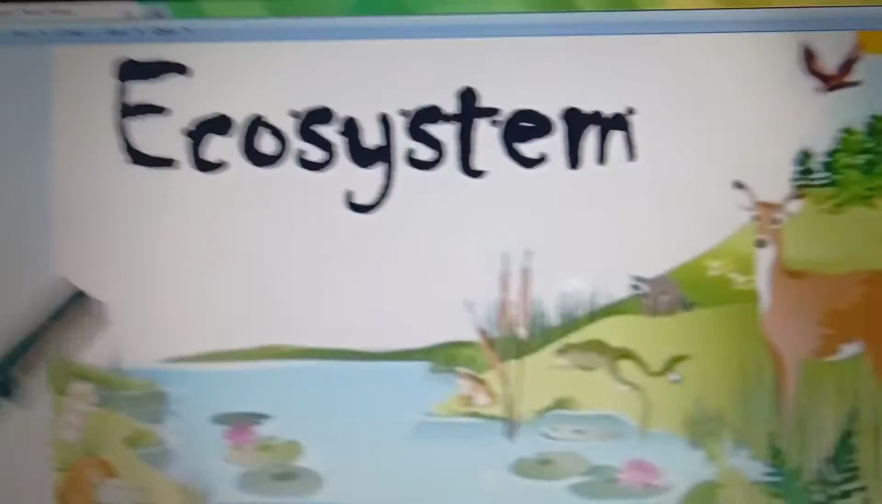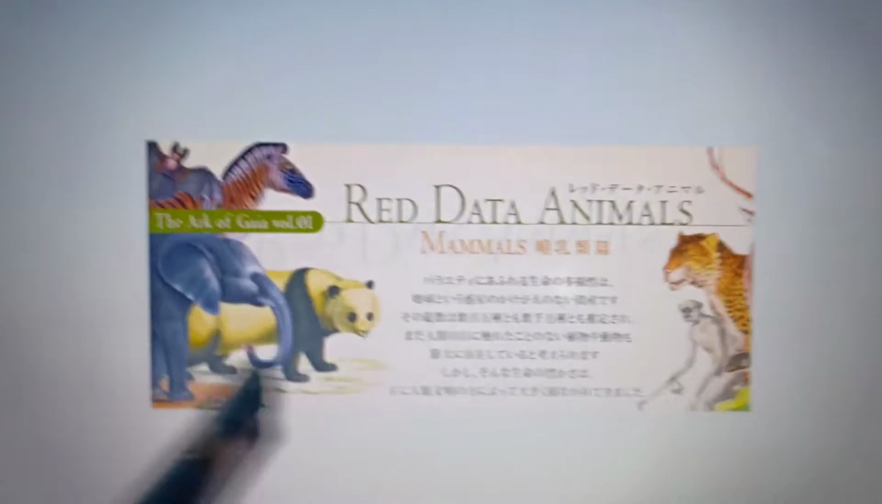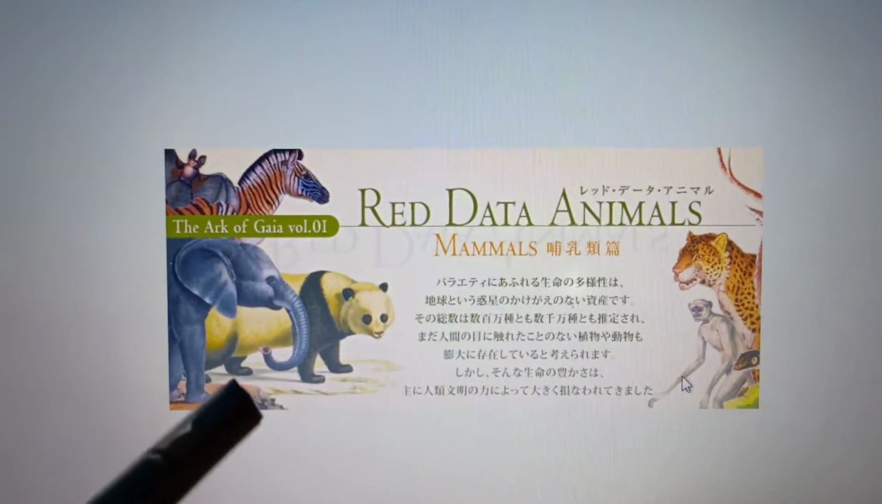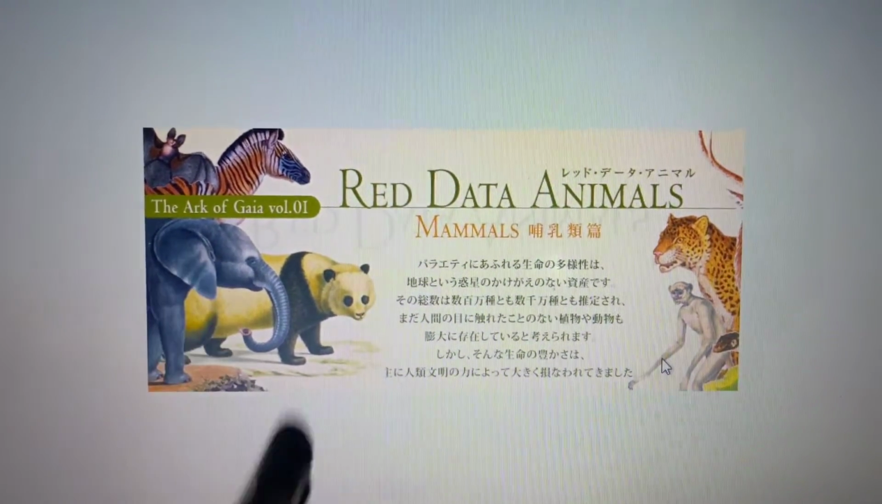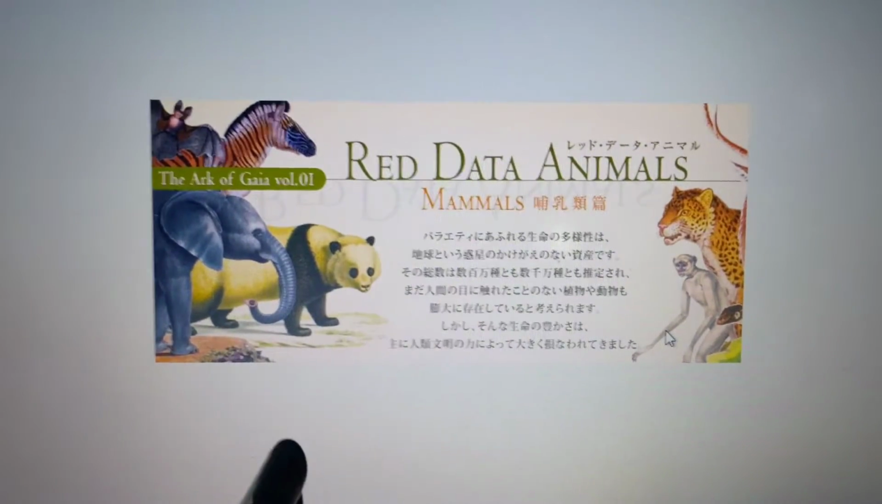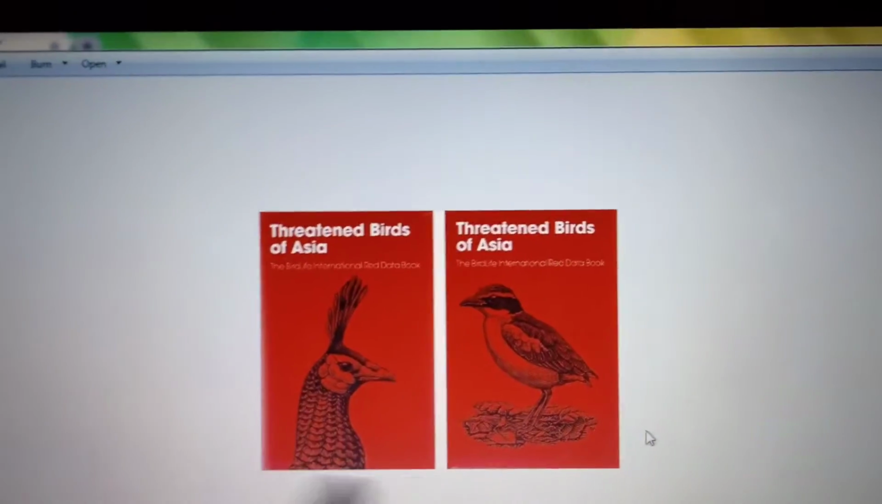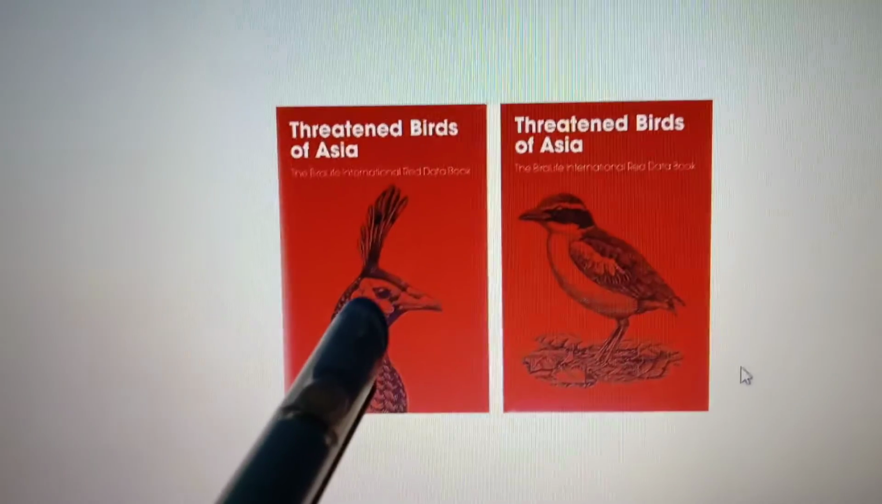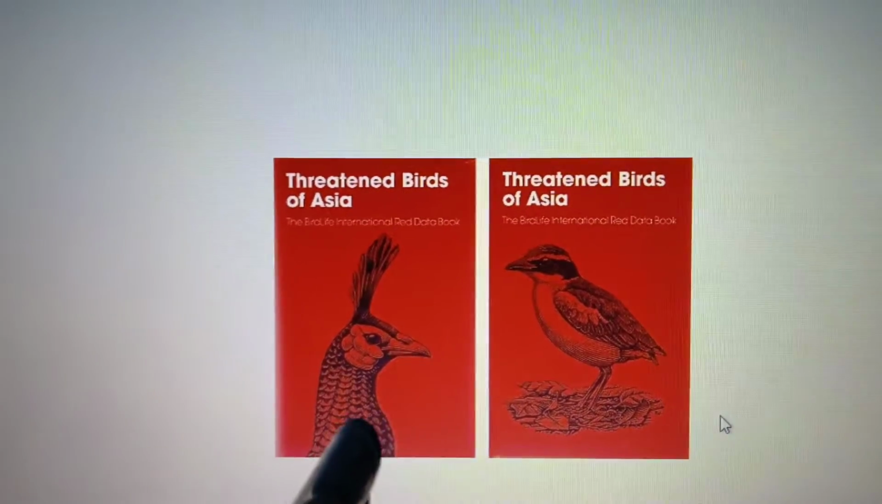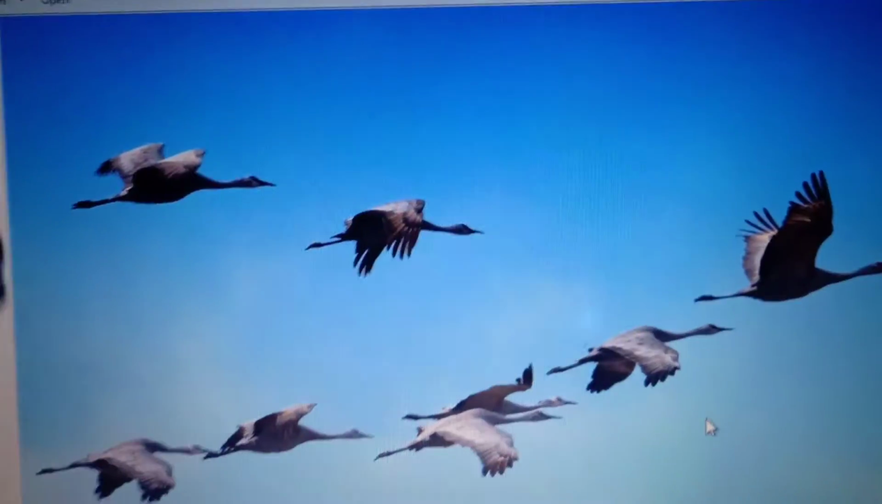Then we'll see about the Red Data Book. See, this Red Data Book is nothing but a source book which keeps a record of all the endangered animals and plants. Okay, so there are different Red Data Books for plants, birds and animals. You can see the threatened birds of Asia. Their number will be very less.